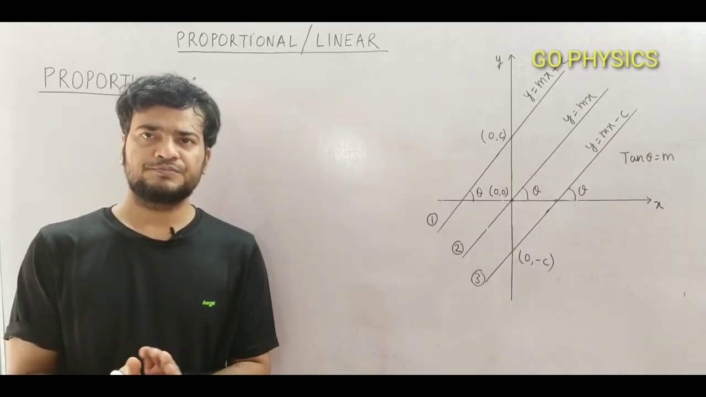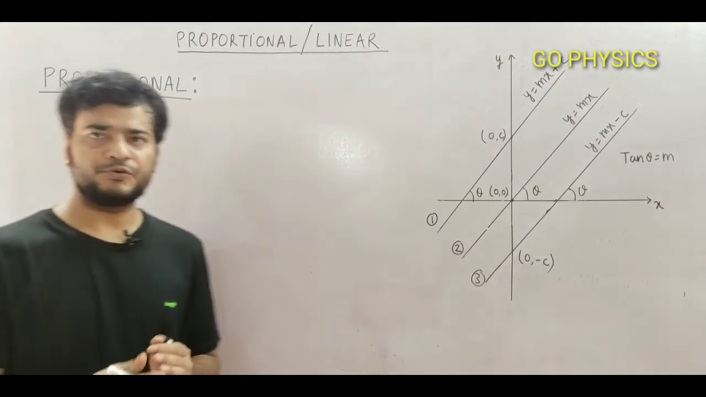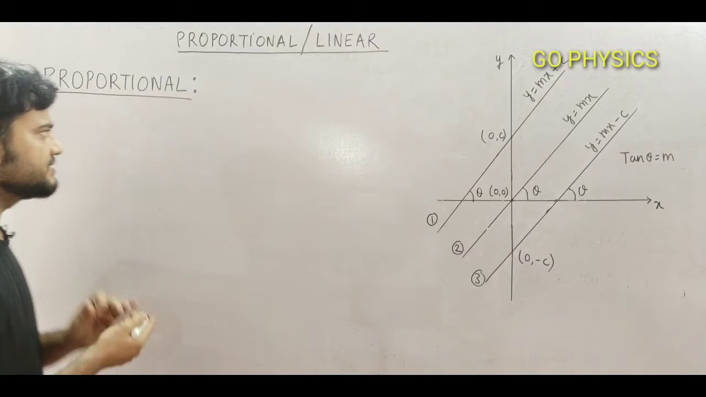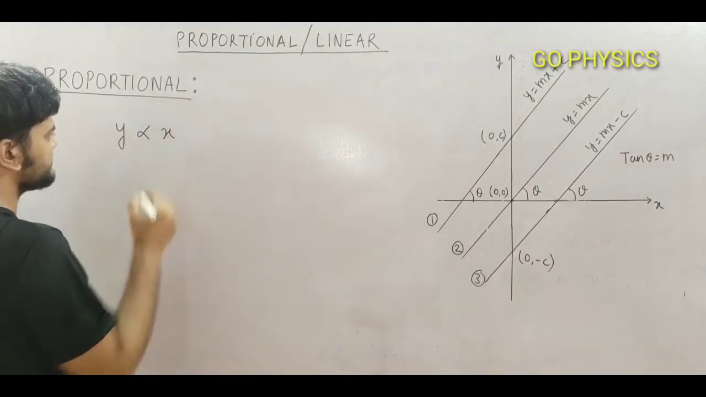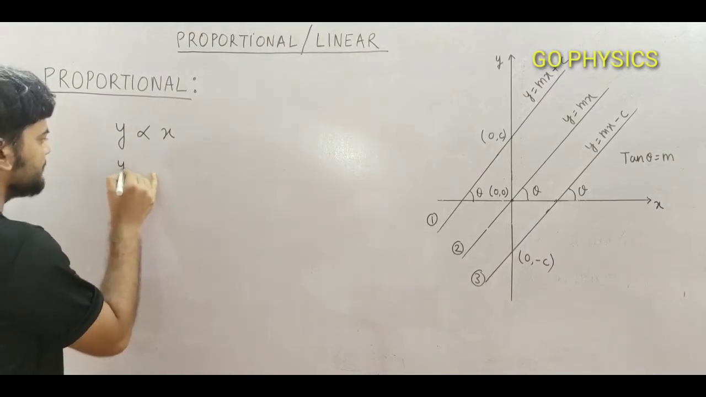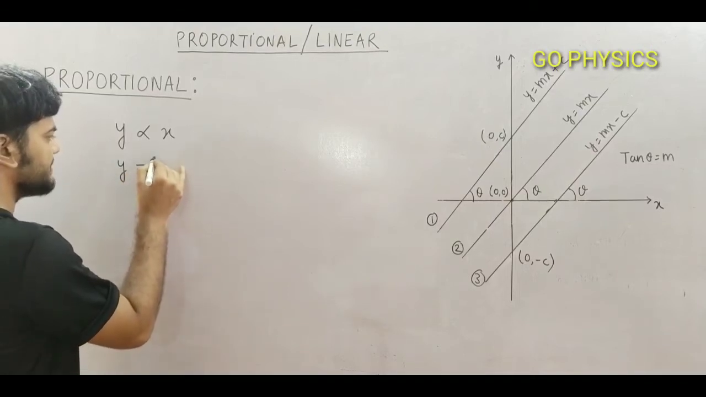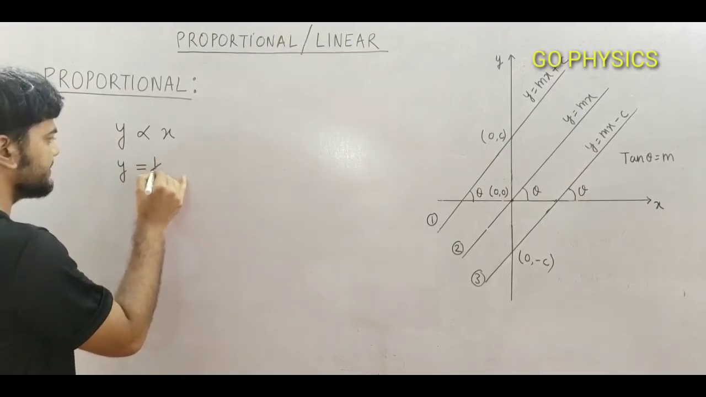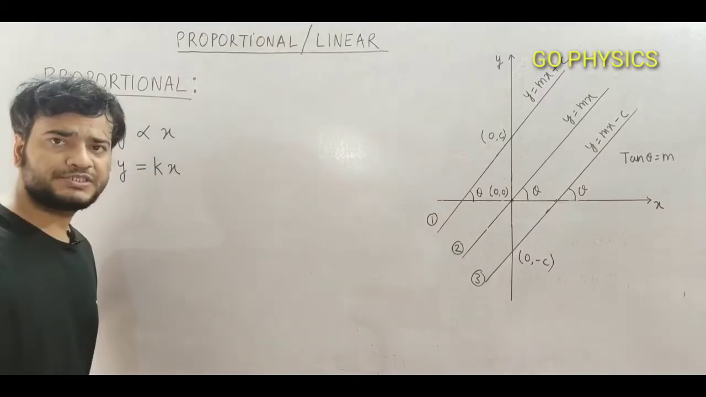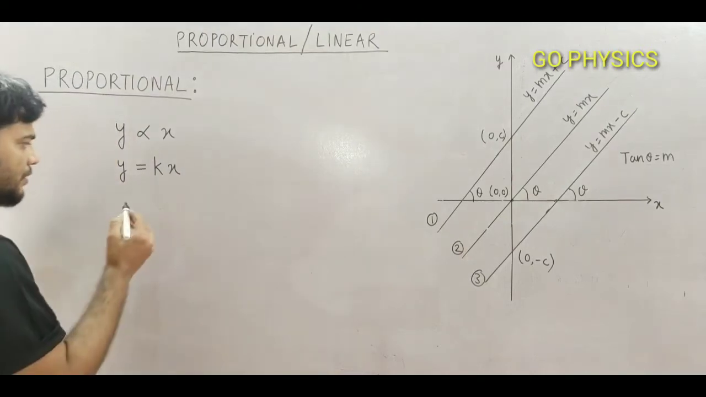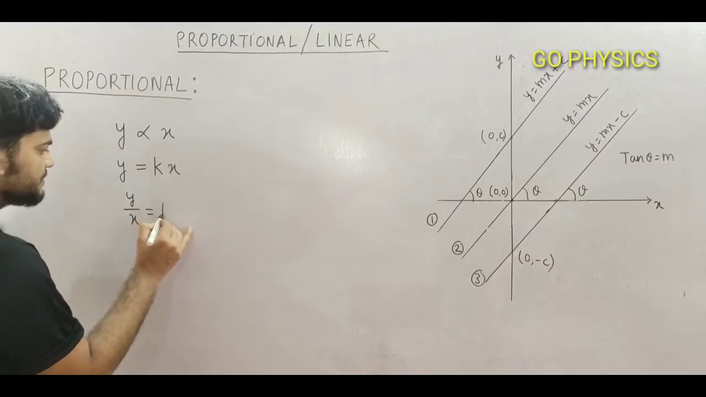So now let us discuss proportional relationship between two variables. If variable y is proportional to variable x, then the way of writing is y is proportional to x. And we know that when the proportionality sign is removed, then a constant comes into play. Let us suppose the constant is k, so y equals k into x. This constant k is called constant of proportionality, or y by x is equal to k.